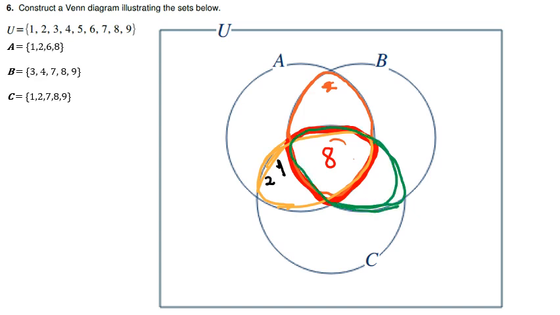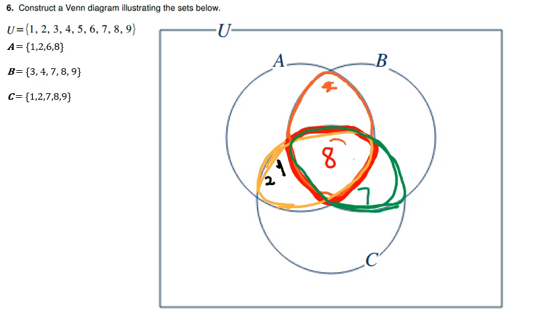Okay? That region is B and C. What do B and C have in common? Well, they don't have a 3 in common. They don't have a 4 in common. They do have a 7 in common. That 7 has to go right here.